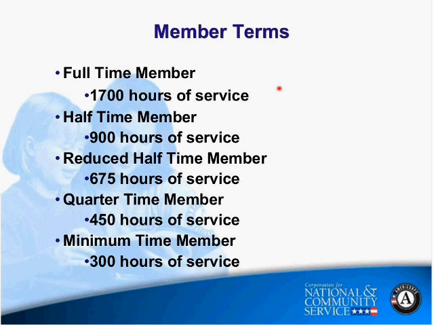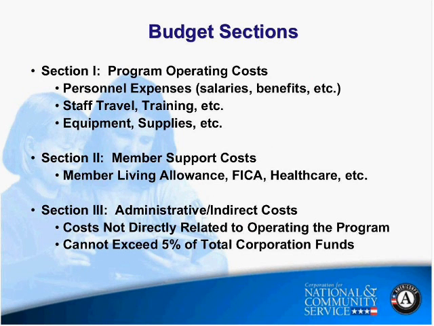Okay, so there are the various terms of service that AmeriCorps members can conduct, and you will factor that into your program design and ultimately into the design of your budget that you're preparing. When developing your budget, there are 3 primary sections of the budget. Section 1 is your overall program operating costs, and that includes things like personnel expenses, salaries, benefits, staff travel and training, equipment, supplies, and things of that nature.